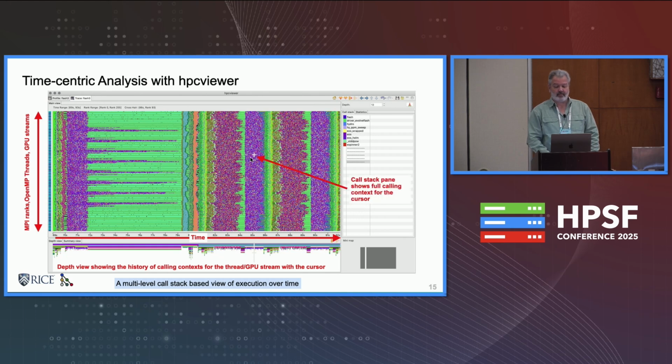And this call stack pane shows a full call stack that applies to the particular thread or GPU stream where the crosshair is, and the colors here indicate what's going on. The colors correspond to the procedure being executed by the particular thread or rank. This is the call stack that applies at this point. It's not a key for this figure.